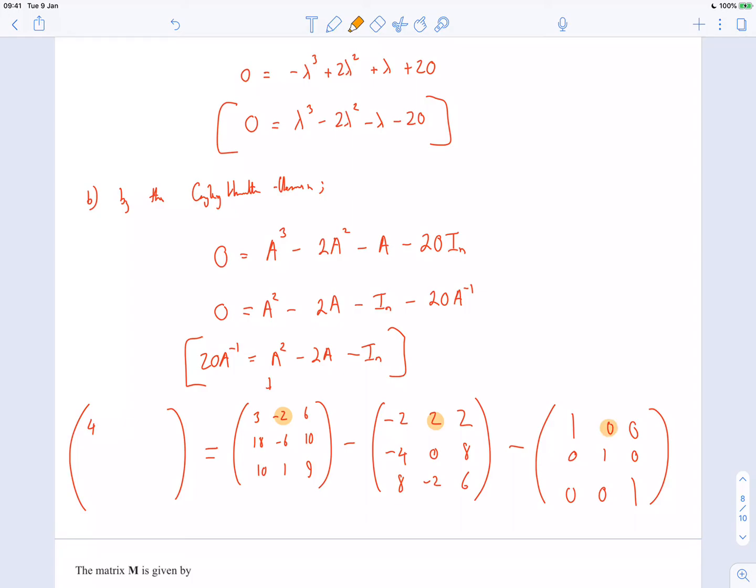Exit. Let's put in matrix B now. I'll put them in as 3, minus 2, 6, 18, minus 6, 10, 10, 1, 9. Okay, so that's matrix B.